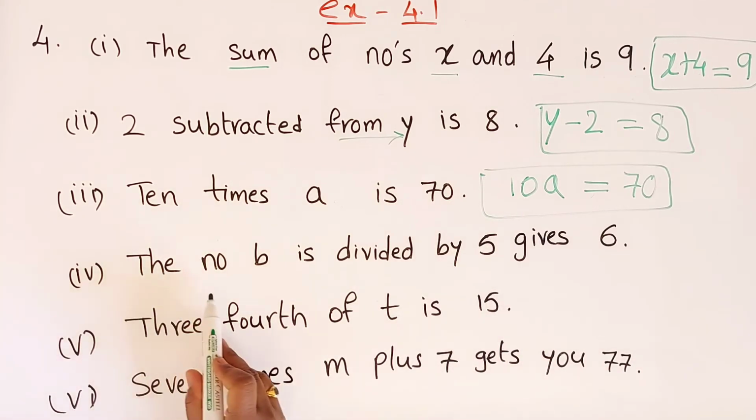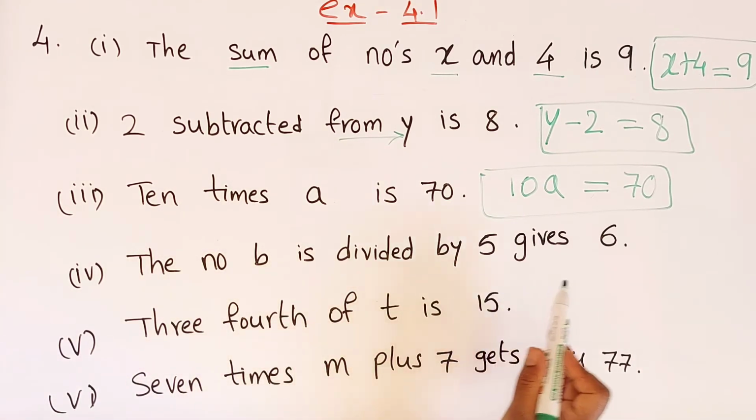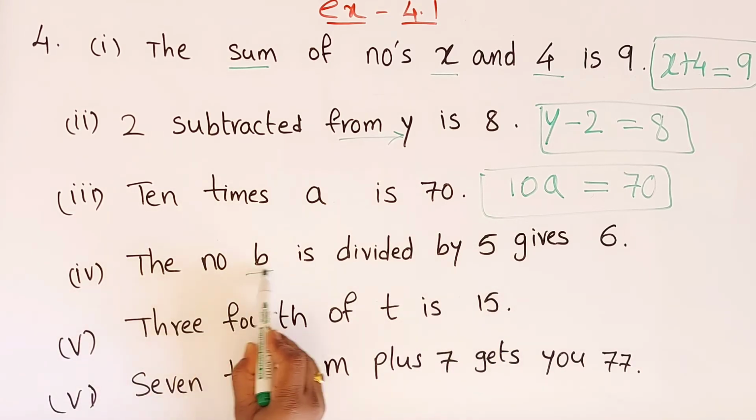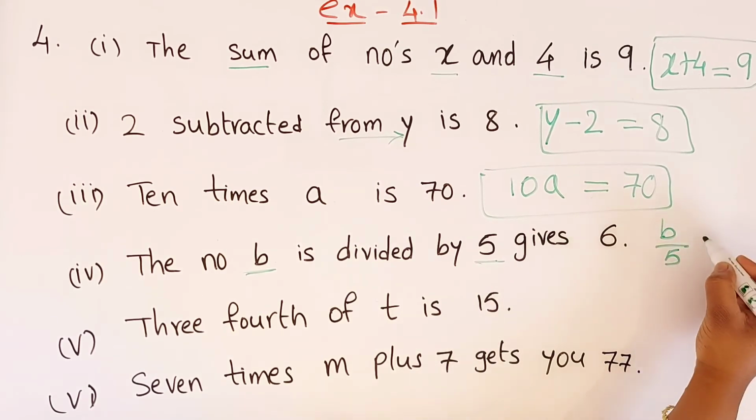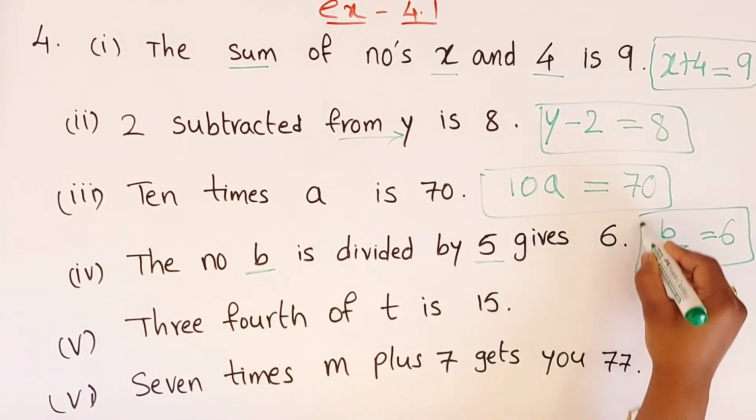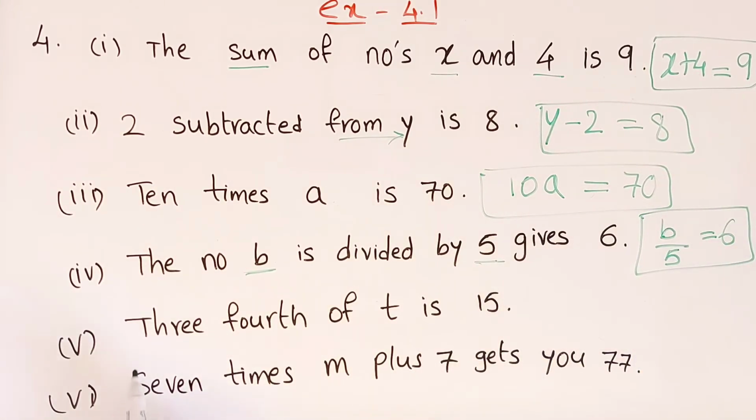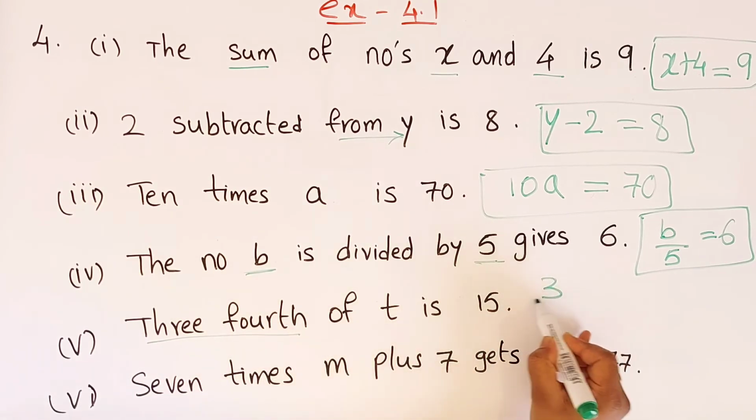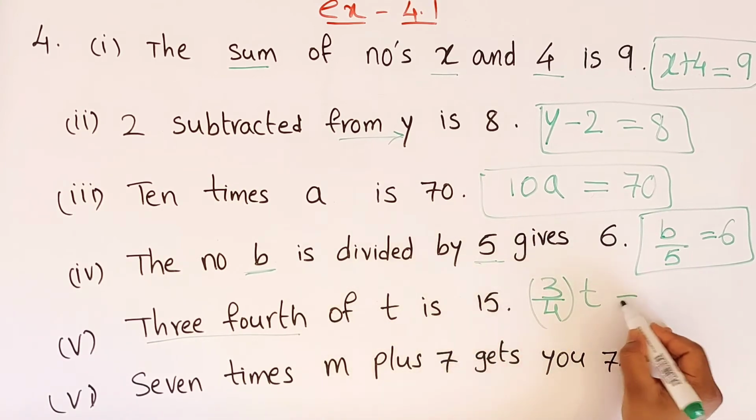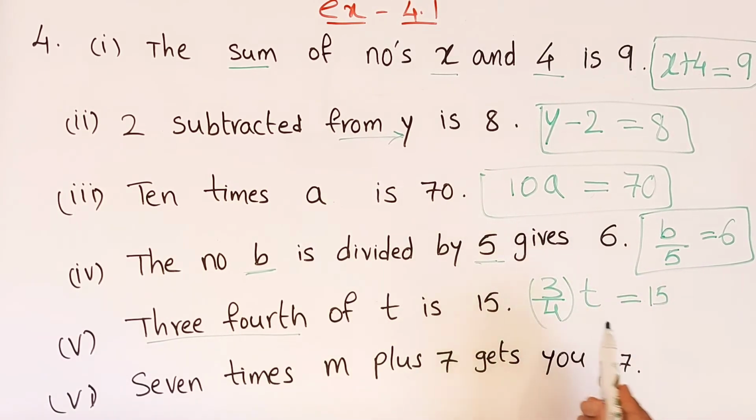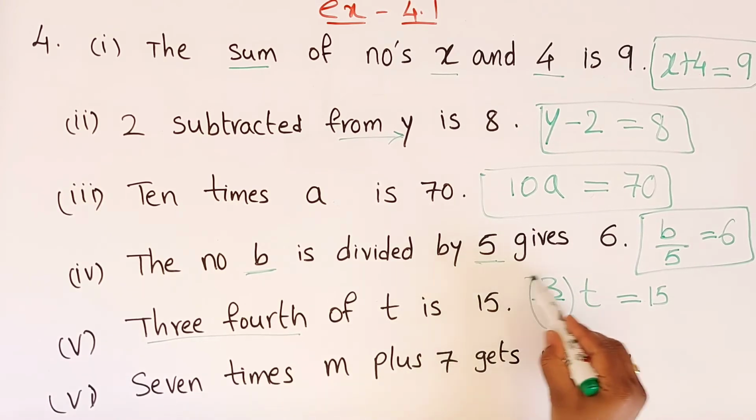Now fourth one, the number b is divided by 5 gives 6. The number b is divided by 5. b divided by 5 gives means equal to 6. b by 5 equal to 6, children. Fifth one, 3/4 of t is 15. 3/4 means 3 by 4, children, of t. That means 3 by 4 of t is equal to 15. Otherwise you can write 3t by 4 equal to 15 also.